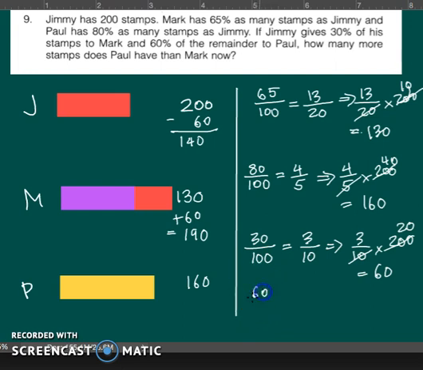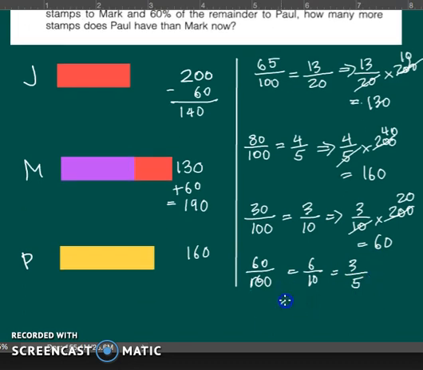And for 60%, we will calculate that as a fraction. It's equal to 6 over 10, which is equal to 3 over 5. So we say 3 over 5 times, how many stamps does he have now? 140. That becomes 28, and the answer is 84.